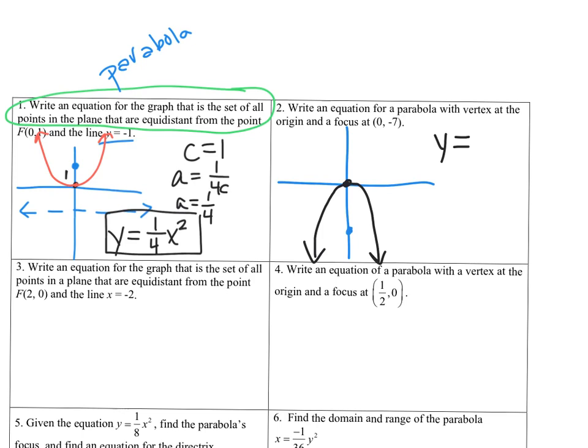So if my C is 7, because this is 0, -7, I'm going to use the equation a equals 1/4C. So a equals 1/28. But I know this parabola is opening down, so it's going to be y equals -1/28 x squared.